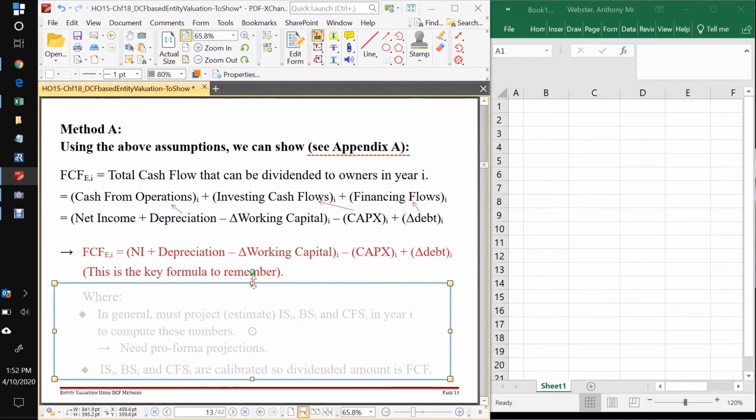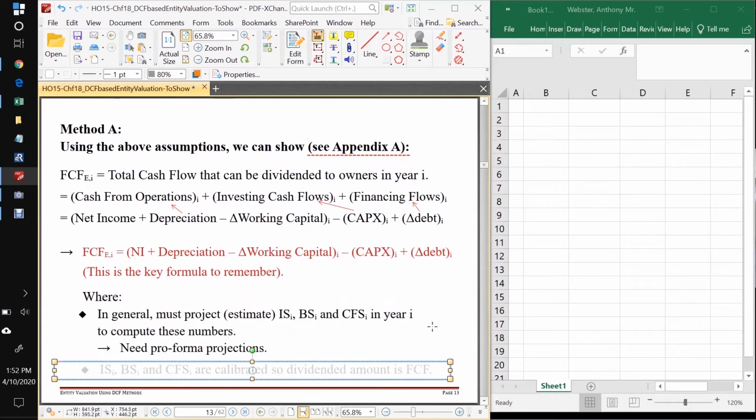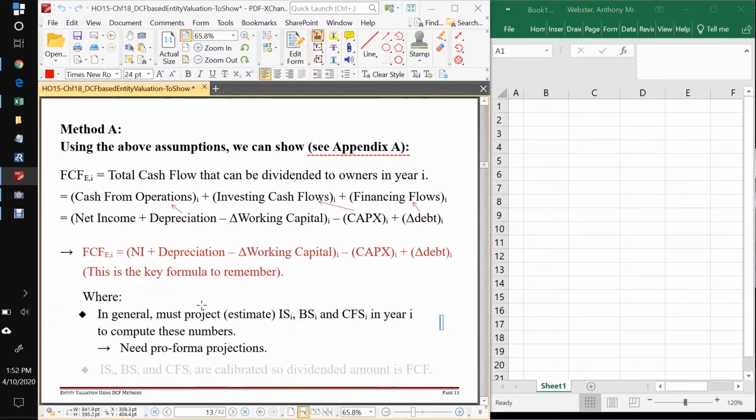And a few more things to say about this is if year I is in the future, which is what it's going to be usually, to get this free cash flow, we're going to have to do what? We're going to have to project an income statement. That's how we're going to get our net income projection. We're going to have to project a balance sheet. That's how we're going to get the debt. And we're going to have to project a cash flow statement for that year. That's how we're going to get the CapEx.